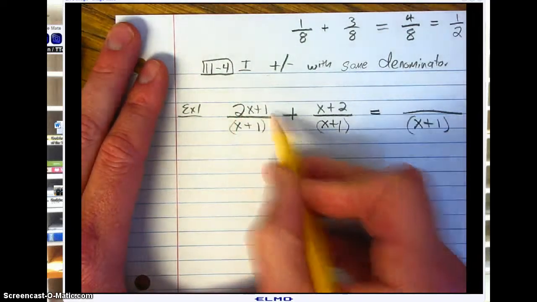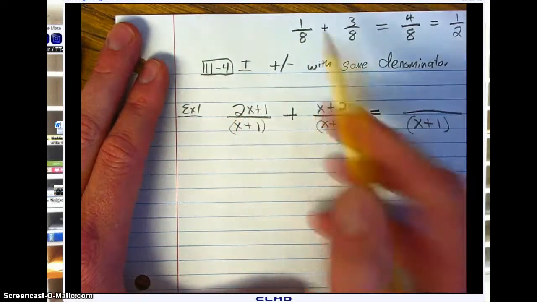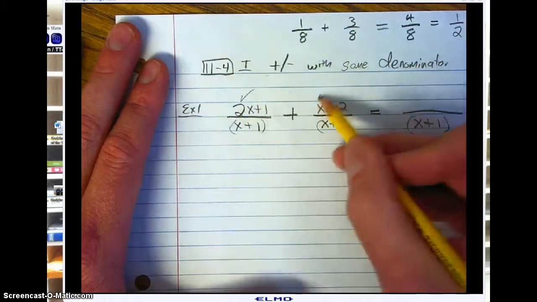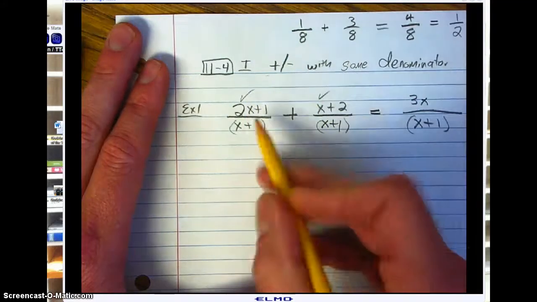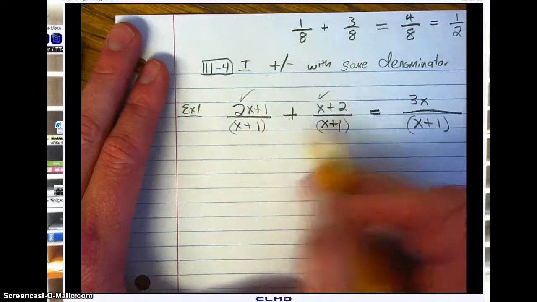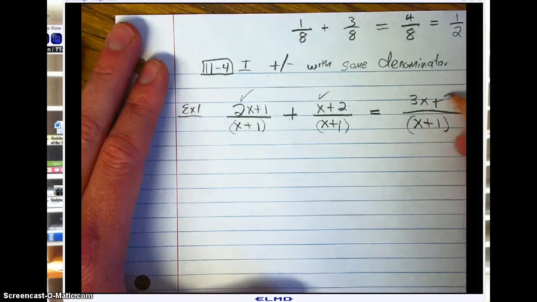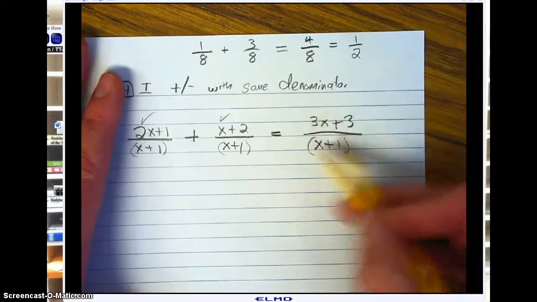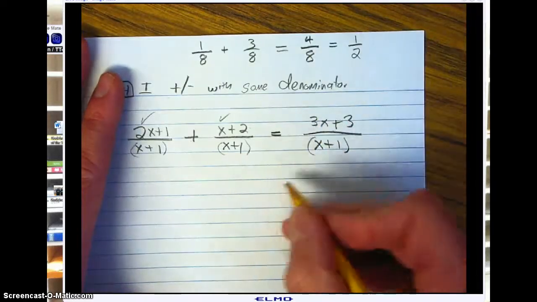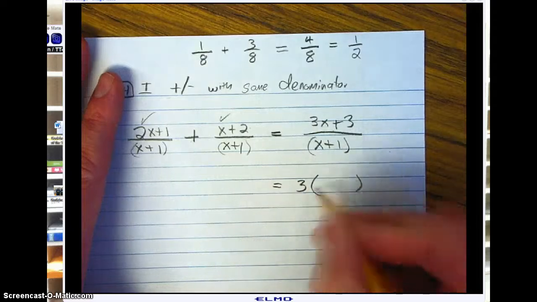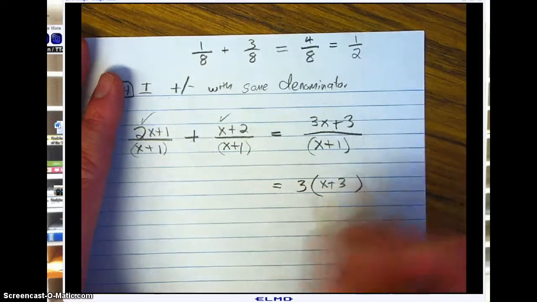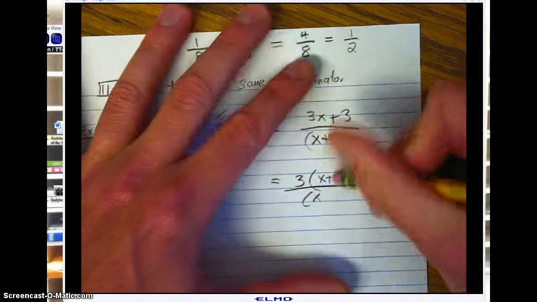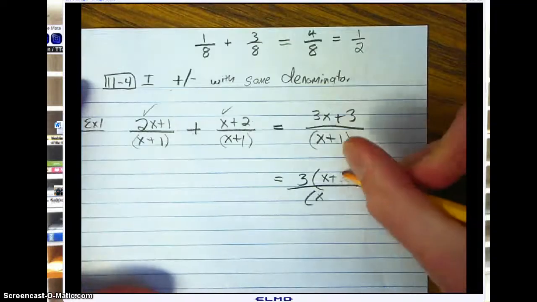Now, 2x plus 1 plus x plus 2. Just like I did up here, I'm going to combine like terms. 2x and x give me 3x. 1 plus 2 gives me positive 3. Now, just like I did here, I tried to think of a common factor. Now try to think of a common factor of the numerator. Hopefully you notice that you can factor out a 3, leaving you with x plus 3 over x plus 1.